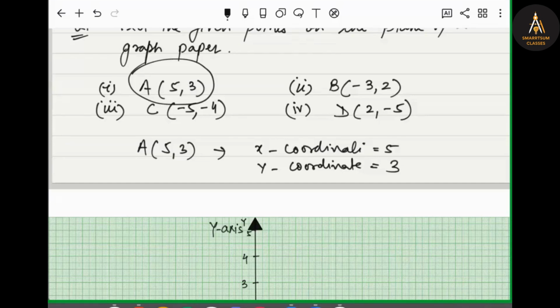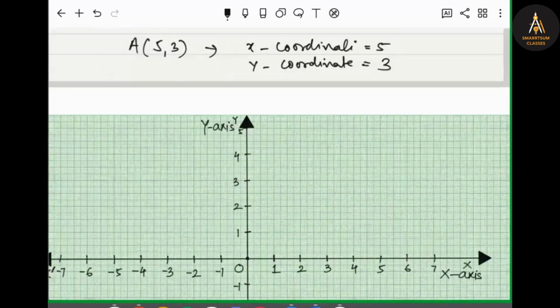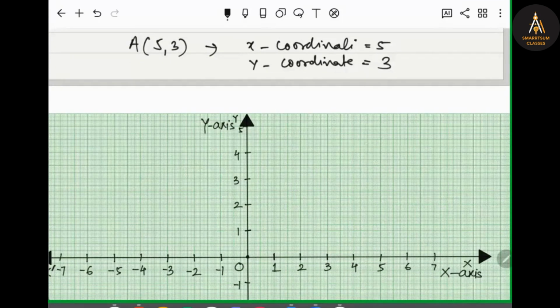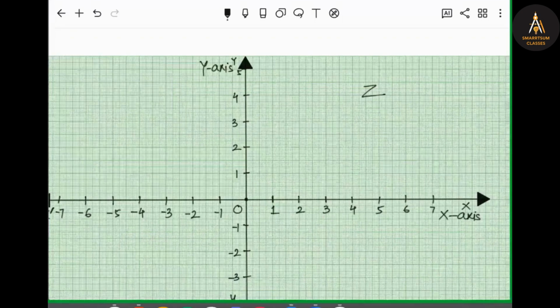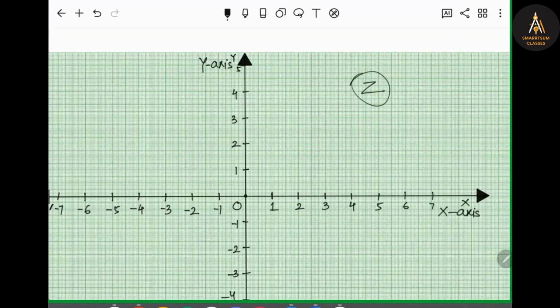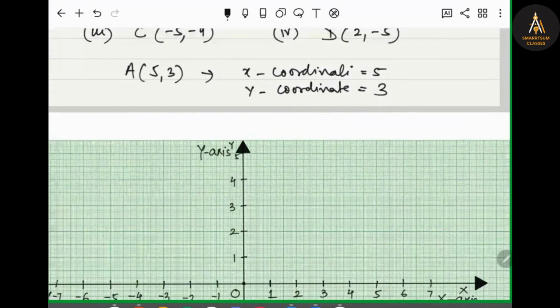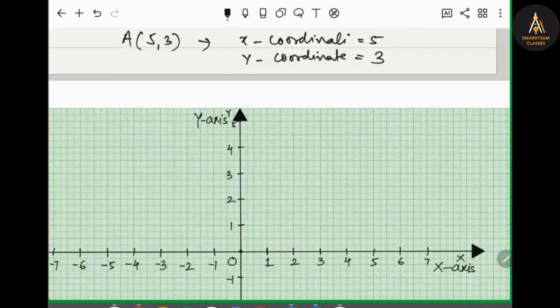If I say plot the point y, or plot the point z, what will you ask? Ma'am, where is it? If we want to locate a point, suppose z, I should know the value of the x coordinate and y coordinate for this point. If I don't know, I will not be able to locate it. So for A point, x coordinate is 5 and y is 3.